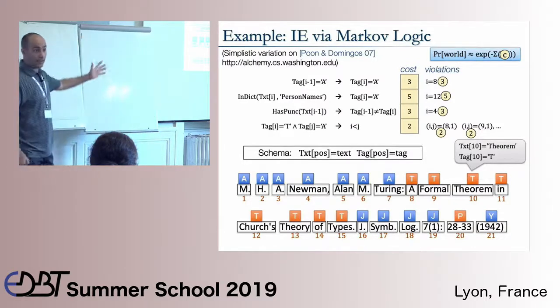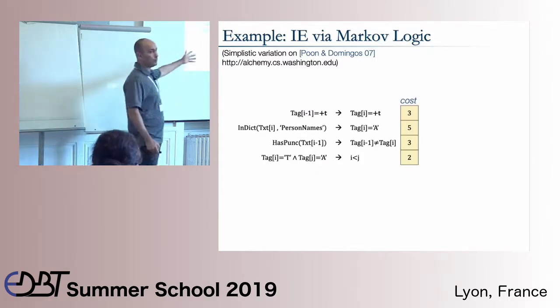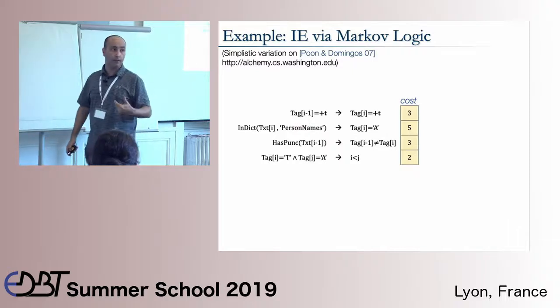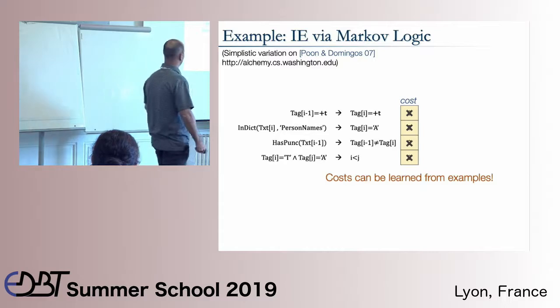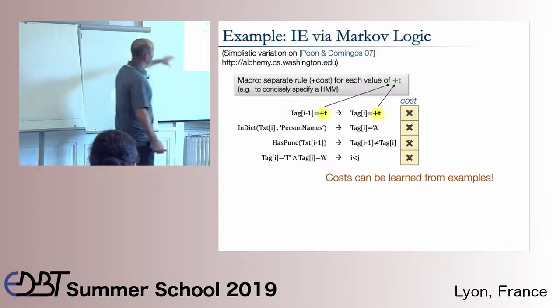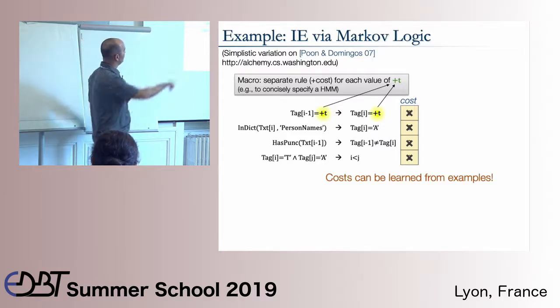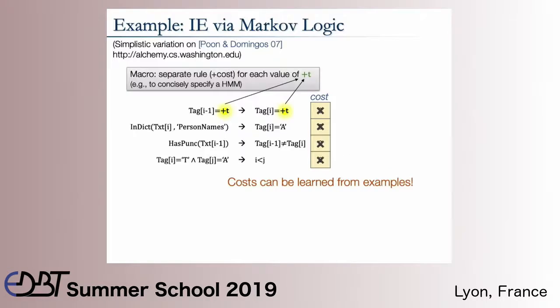Now, a key property of this approach is that these costs are not things that you should mention yourself. They can be learned from examples. Okay, that makes things much easier to use in practice. And also there are other macros and convenience components, for example, that you do not need to mention this rule for every author, and it's basically a separate rule with a separate weight for every tag.